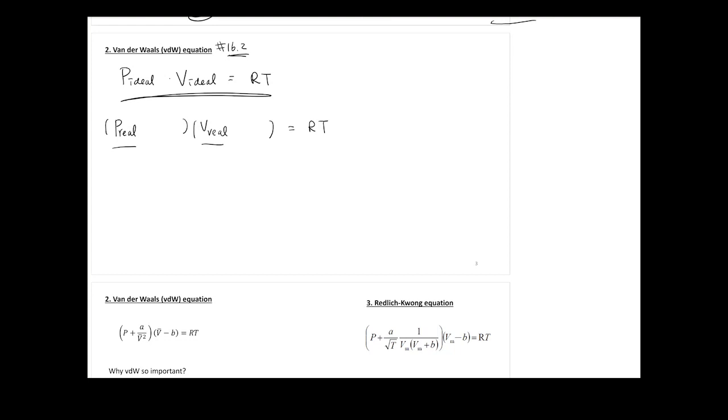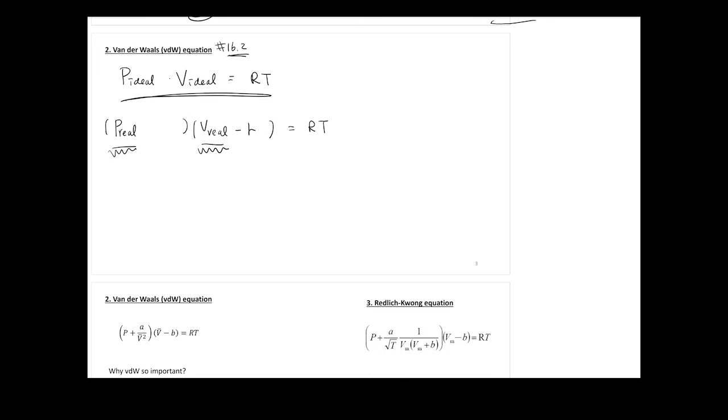So van der Waals started to think: if we have a real gas, then my gas molecules must have volume. So if I do some corrections for my V real, maybe I can get back to the V ideal. Also, in a real gas, the molecules have interactions. They create pressure in between the molecules because they collide with each other, right? So if I can correct for that, then I can bring my P real back to P ideal. Then I can use the PV equals RT equation to describe my real gas. That's a very, very simple concept.